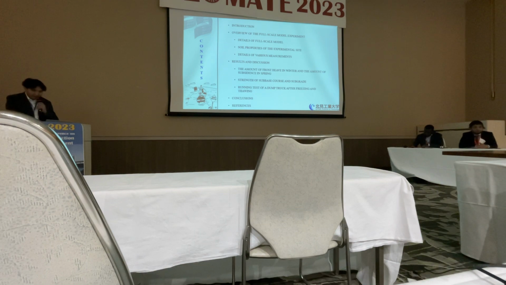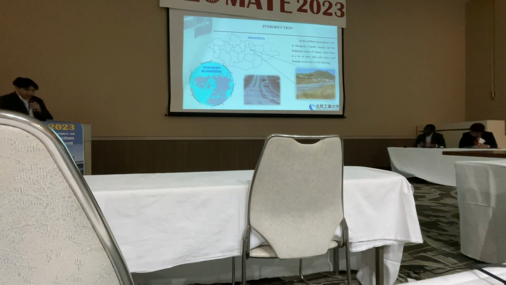Okay, introduction. In the northern hemisphere, such as Mongolia, Canada, Russia, and the Hokkaido region of Japan, where there is a lot of snow and cold areas, road damage occurs due to soil freezing. Additionally, in Mongolia, the thawing of the permafrost soil and refreezing of the thawed soil are causing increased damage to the roads.